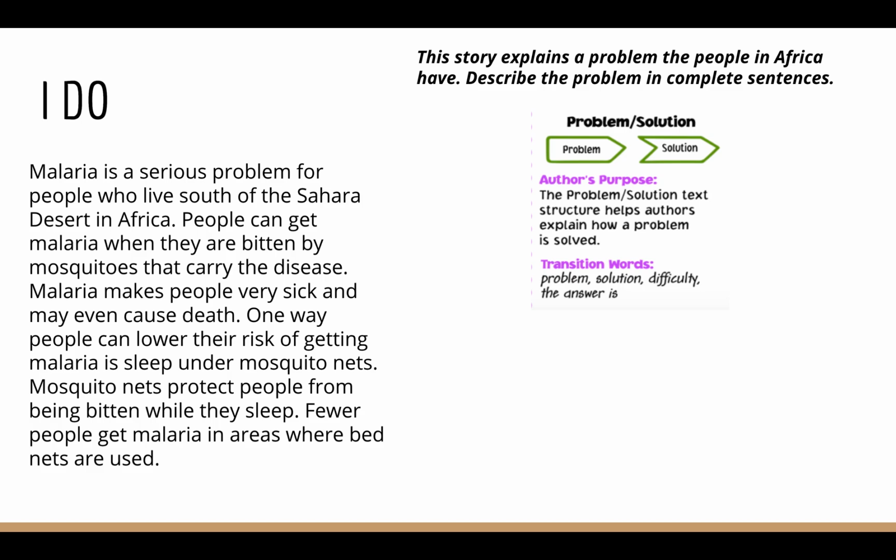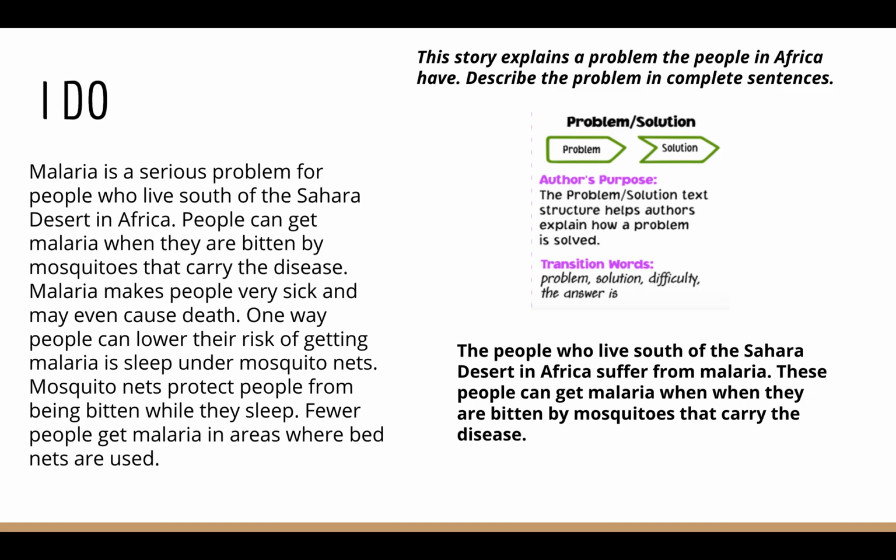So again, first, the instructions tell me to describe the problem here in complete sentences. So I wrote, the people who live south of the Sahara Desert in Africa suffer from malaria. These people can get malaria when they are bitten by mosquitoes that carry the disease. So I'm using evidence from the text to help create my answer, but I'm also kind of rewording it as well. You also see that in my response, my complete sentences have capital letters and periods as well. I don't have any run-on sentences here. I just wrote a couple sentences describing the problem in this nonfiction text.